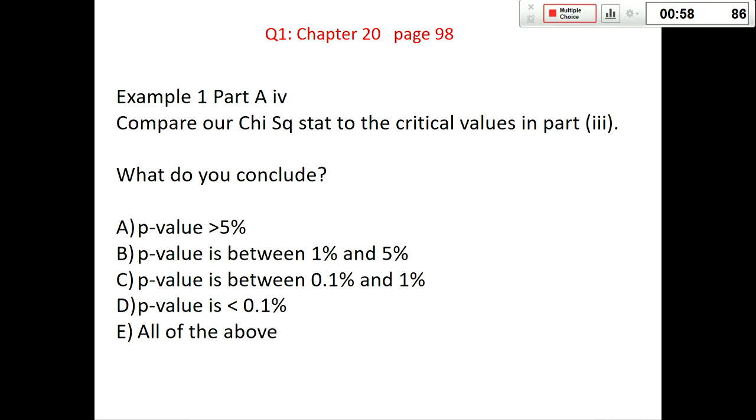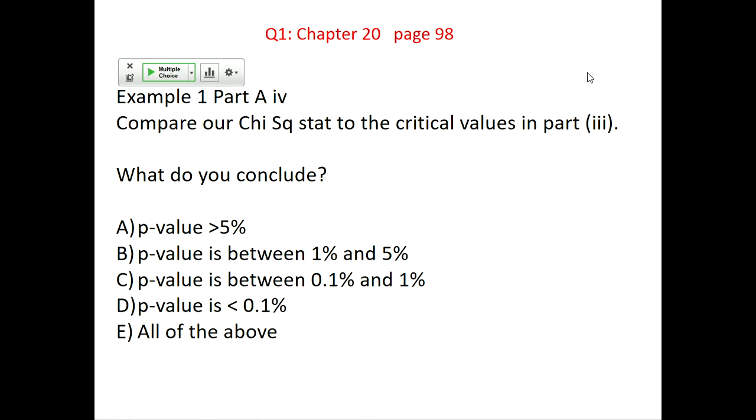I'll just give you 10 more seconds. Just make a choice. Make any choice at this point if you haven't, because I'm stopping it. Okay? All right. And let's see what people chose.